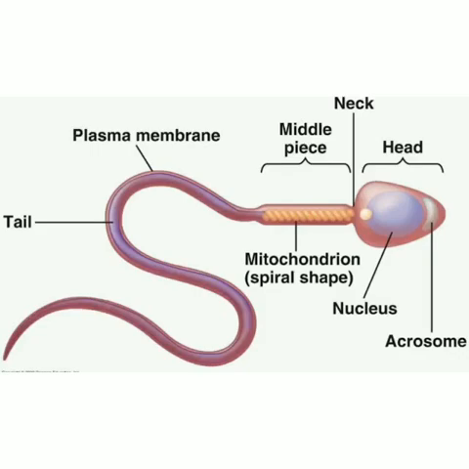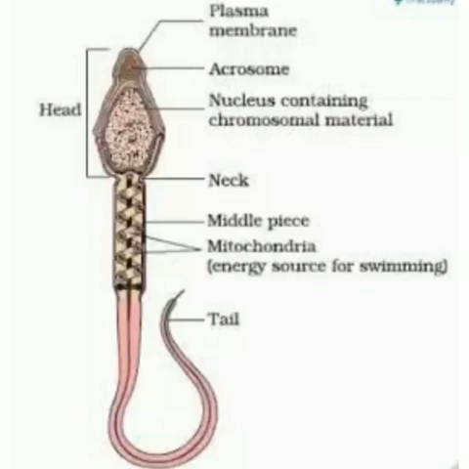The middle piece possesses mitochondria spirally twisted around the axial filament called mitochondrial spiral. It produces energy in the form of ATP molecule for the movement of sperm. The tail is the longest part of the sperm and is slender and tapering, which helps to move the sperm towards the ovum. The human male ejaculates about 200 to 300 million sperm during coitus.